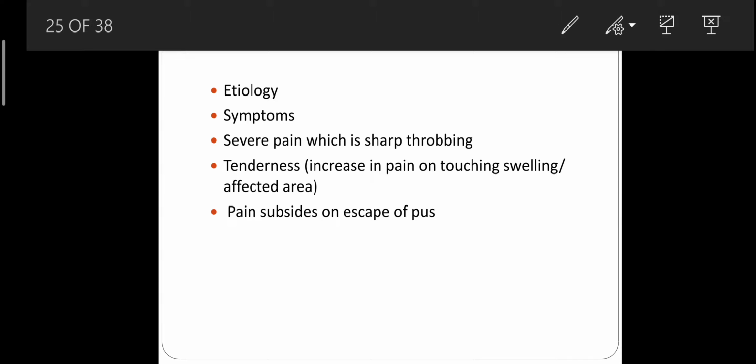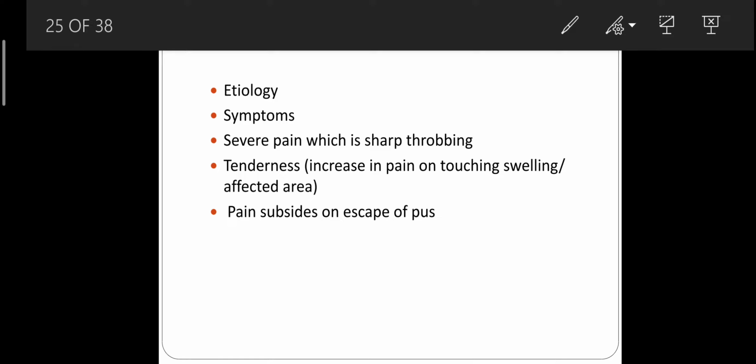The symptoms of stye: it's a painful condition. They present with severe pain, which is sharp throbbing pain, and on touching they'll have more pain, which is called tenderness. On touch, if you have pain, that's called tenderness, right? So there is increase of pain on touching the swelling or affected area, and later on, if the pus point is in and the pus is evacuated, the pain subsides on escape of pus. They usually come with complaints of painful swelling of the lid, either upper or lower.